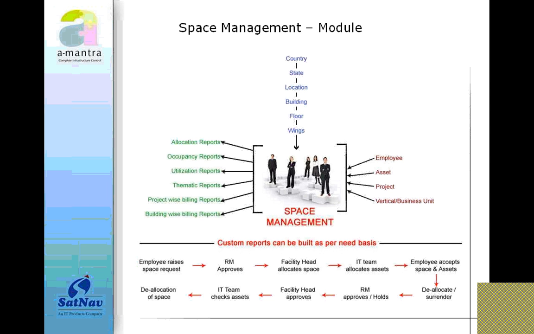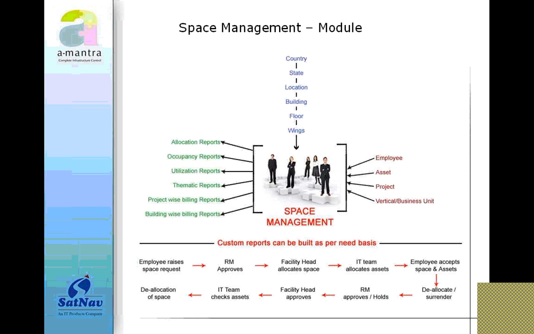The 4 parameters are: you will be tagging the employee, which says who is the person sitting in that particular space, what are the assets that are there in that particular space, which project this space is assigned to, and which vertical or business unit. Once we tag these 4 parameters, the reports that you will be getting would be an allocation report, which says how many seats are allocated to which vertical.